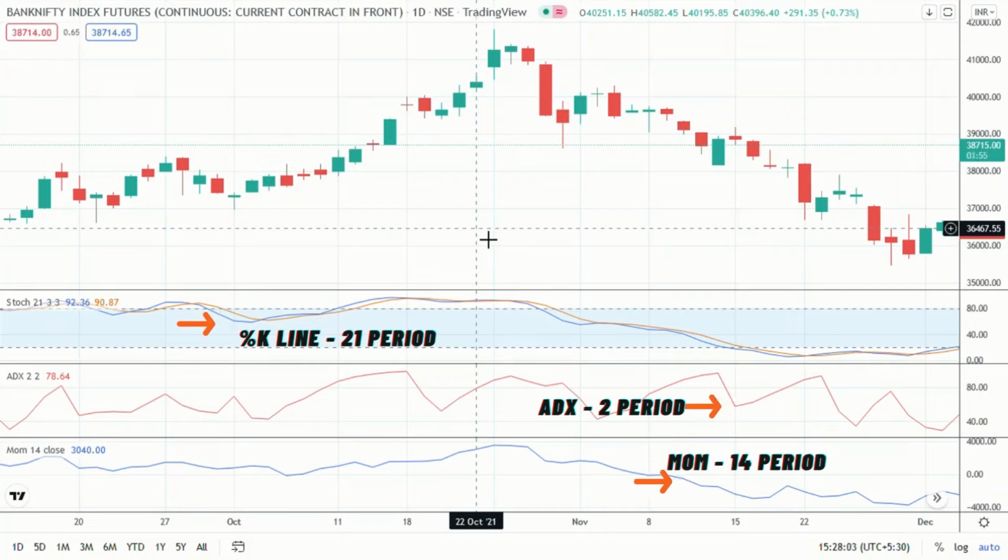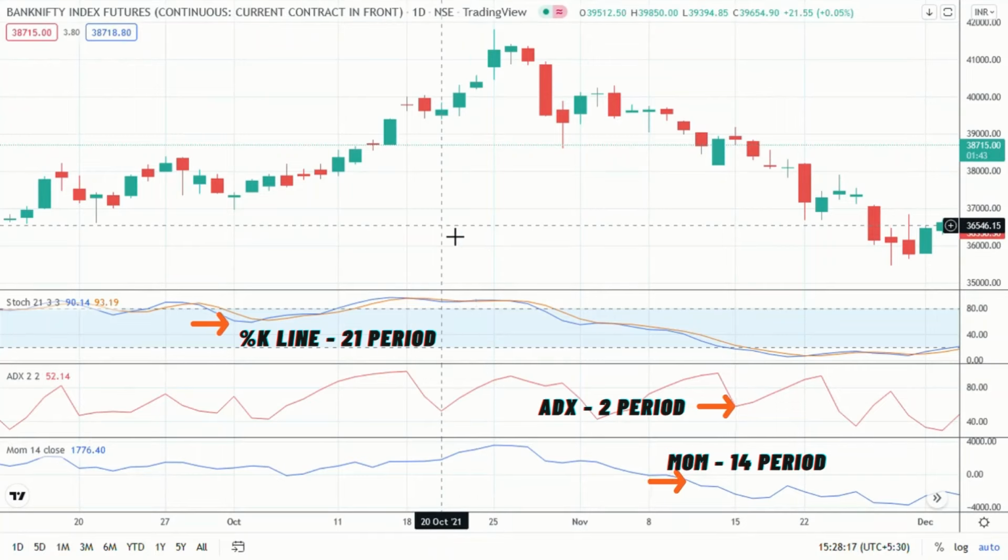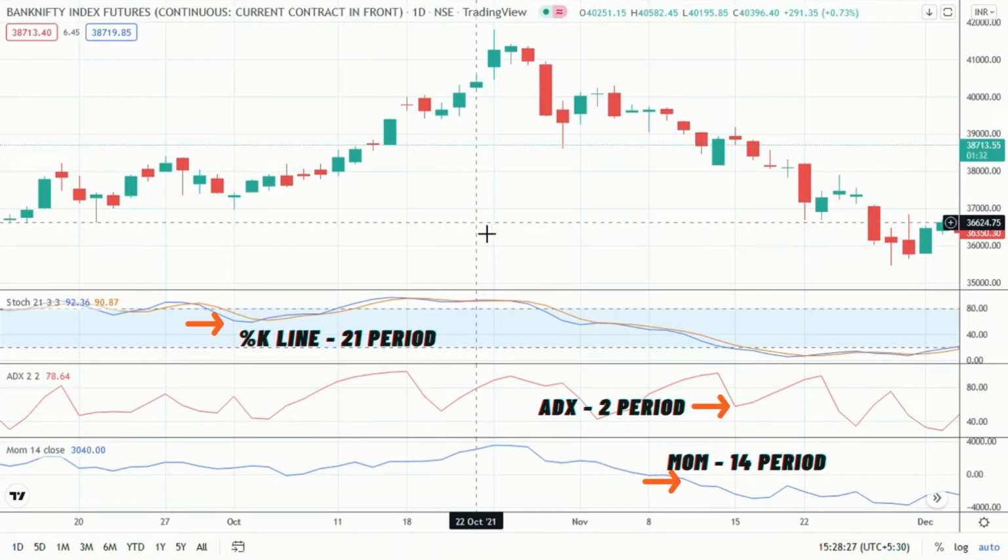And condition 4 says that the value of the momentum indicator on the 22nd, which was 3040, has to be greater than its value the day before. So we go back a couple of days to the 20th of October, and we see that momentum was at approximately 1776. So clearly the value on the 22nd is greater than the value the previous day. So condition 4 is met.